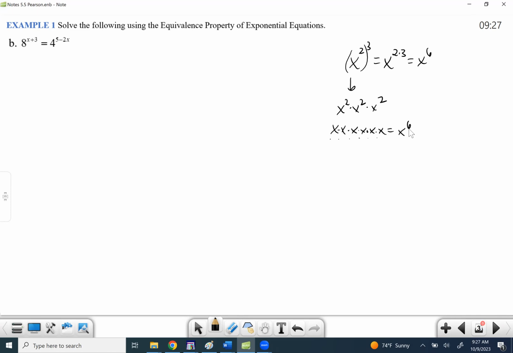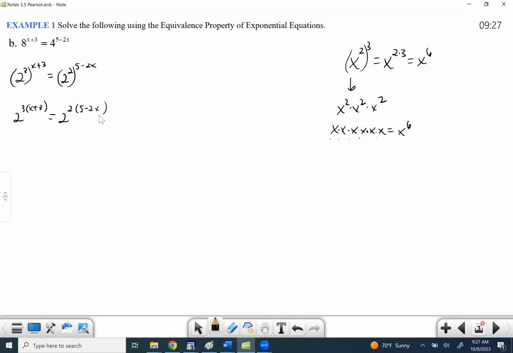All right, so I'm going to rewrite these with the same base. Now 8 can be rewritten as 2 to the 3rd. And 4 can be rewritten as 2 to the 2nd. So here is where we have an exponent on an exponent. We're going to take these two exponents and multiply them by each other. You might see me skip this step in the future, but I thought it was important to mention because it's going to come up later too. It's really important that we remember when we have an exponent on an exponent, we multiply.